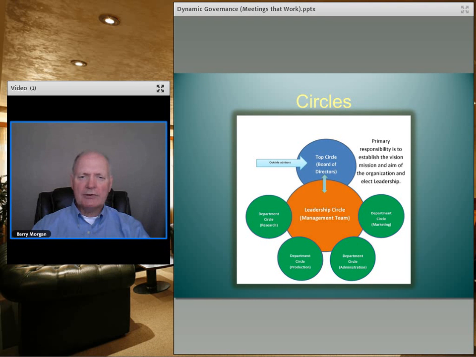Now, the board of directors at the top takes their input from outside advisors as well as from the leadership circle. And they would listen to people such as auditors, government inspectors. They might listen to lawyers and seek input from information specialists in specific areas they needed to have information about in order for them to fulfill their primary responsibility, which is that of establishing the vision and mission and aims of the organization and to elect the leadership so that the operational functions of the organization can proceed.